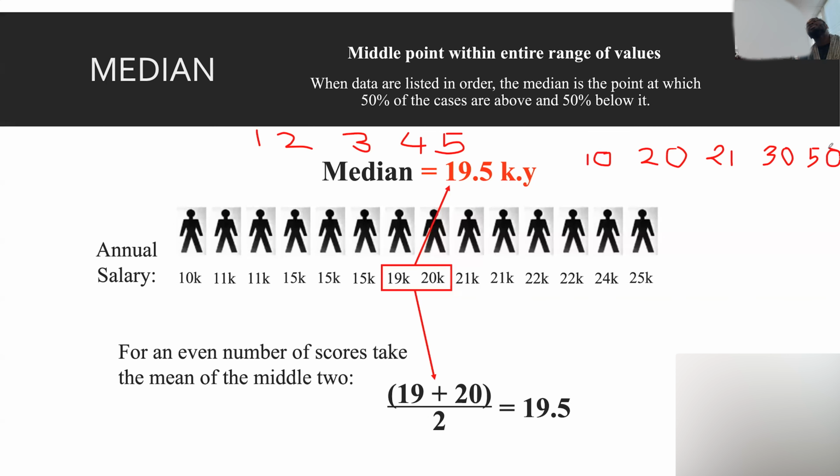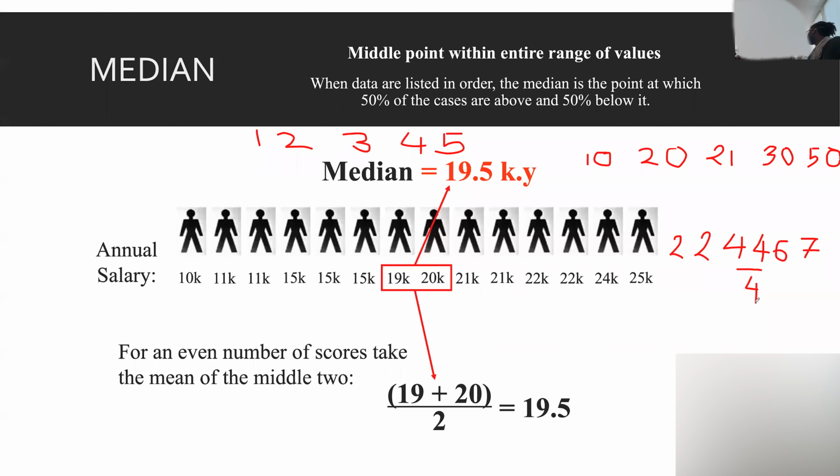21. No. Good. Okay, how about 2, 2, 4, 4, 6, 7. 4 plus 4 divided by 2. Are you sure? Yes. What's the median? 4 plus 4. So in response to your question, what's the answer?